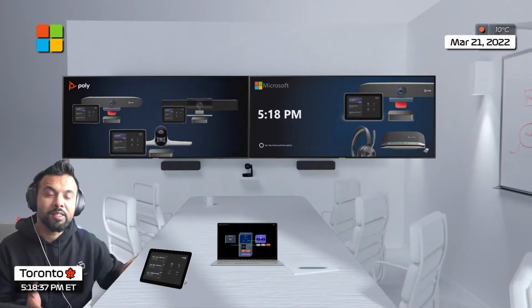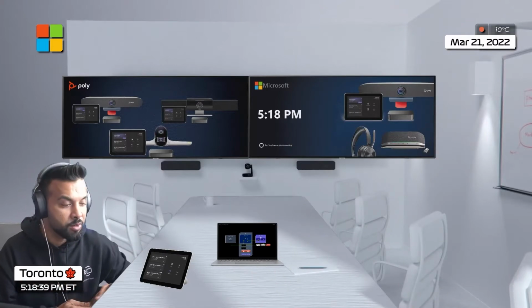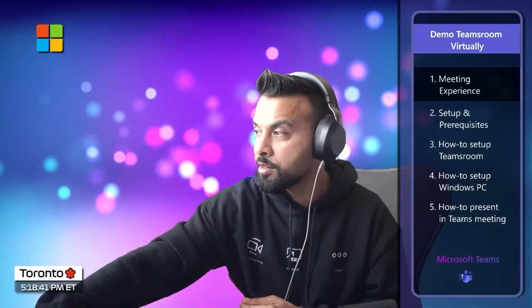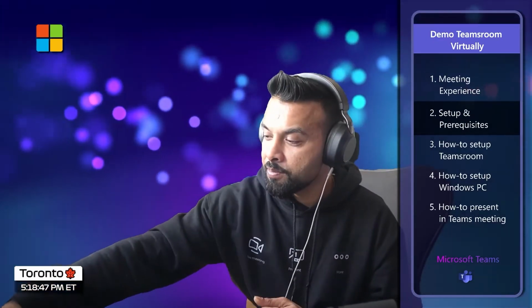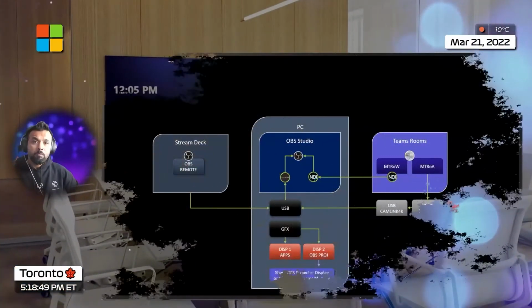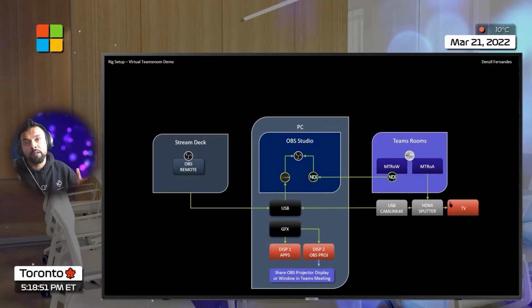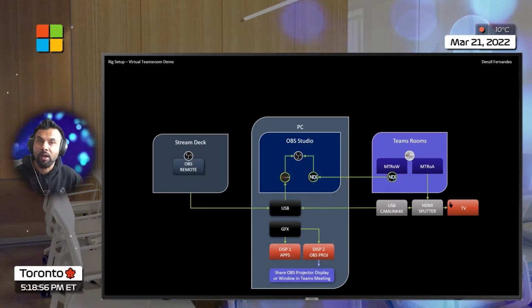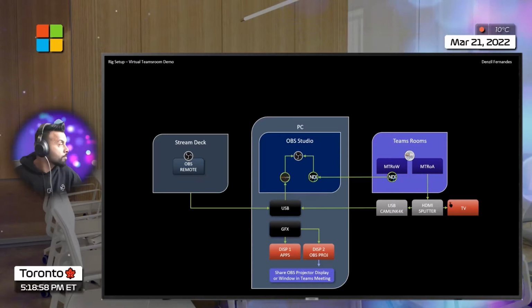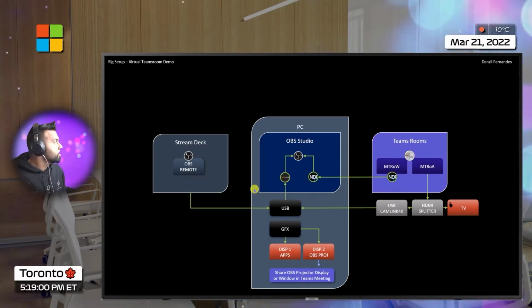Okay, so how do we set this up and how do we get this going? So let's take it back here to the beginning and talk about the setup and prerequisites that you need to get this going. So, I created a little diagram to illustrate the connectivity and components, hardware, and software required for you. If I can get your attention to the Teams Room site first.